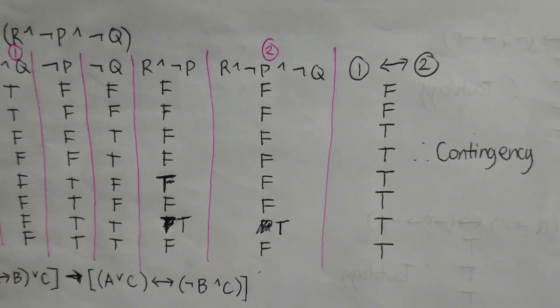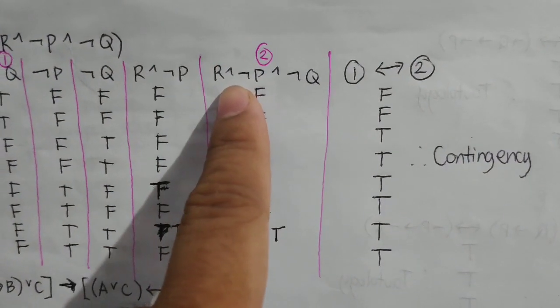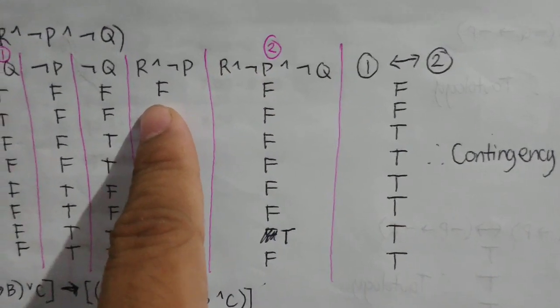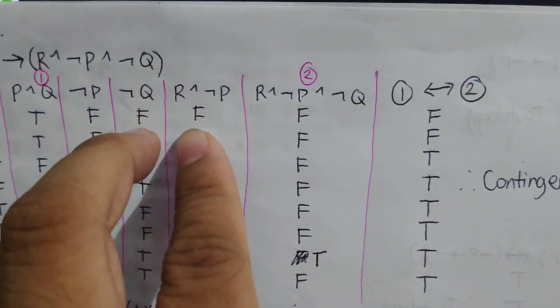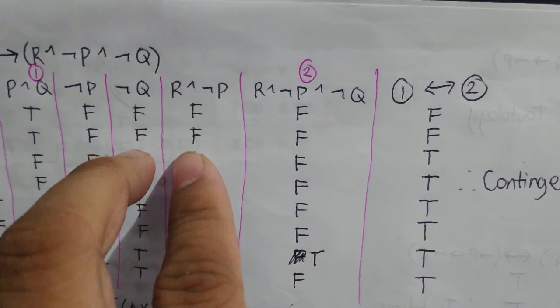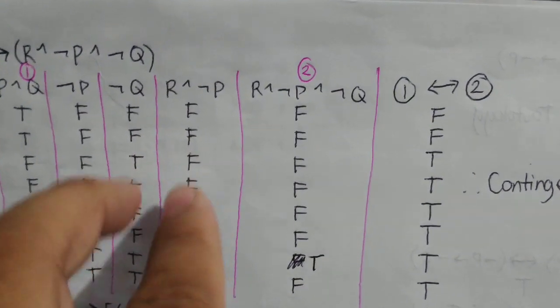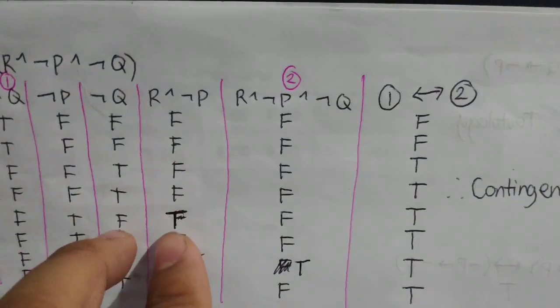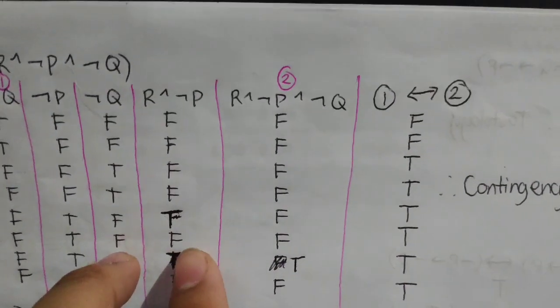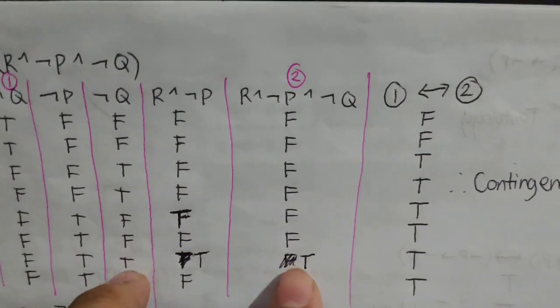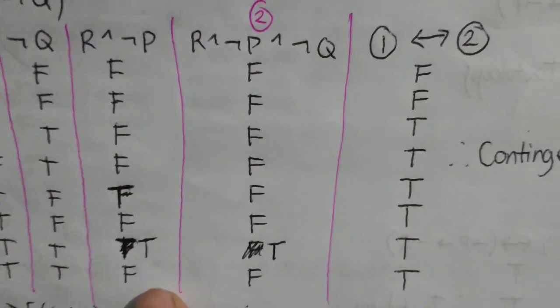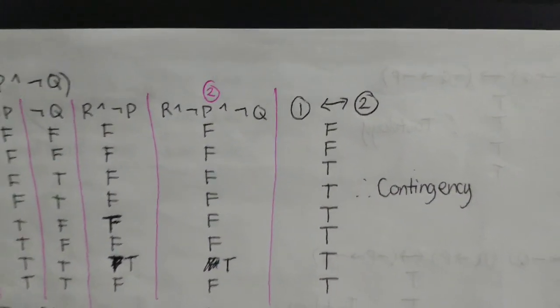So we'll be having R, the negation of P, and the negation of Q. So we will be using this table and this table. So you have false, false, false, false, false, false, true, false, false, true, false, false, true, false, true, false, false, false, false, true and true, therefore true, true, false, false.